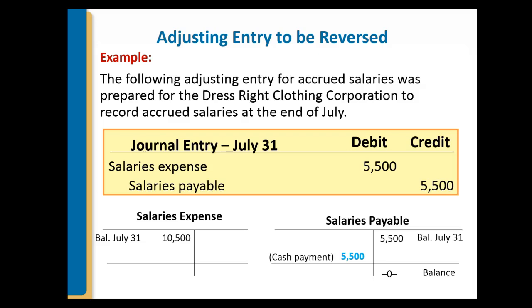For example, the adjusting entry for accrued salaries recorded at the end of July of 2018 for Dress Right clothing was a debit to salaries expense and a credit to salaries payable. Note that if reversing entries aren't used, then when the salaries actually are paid in August, the accountant needs to remember to debit salaries payable instead of all of it going to salaries expense. The account balances before and after salary payment can be seen with the use of a T account.